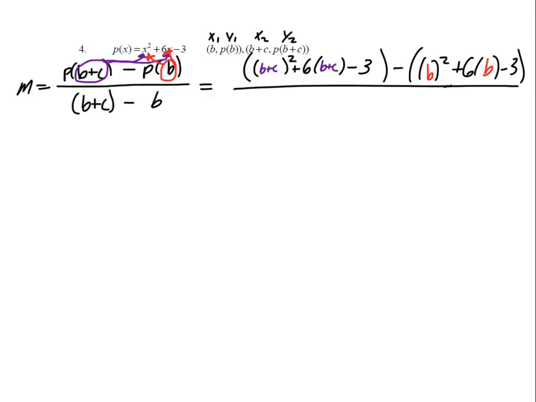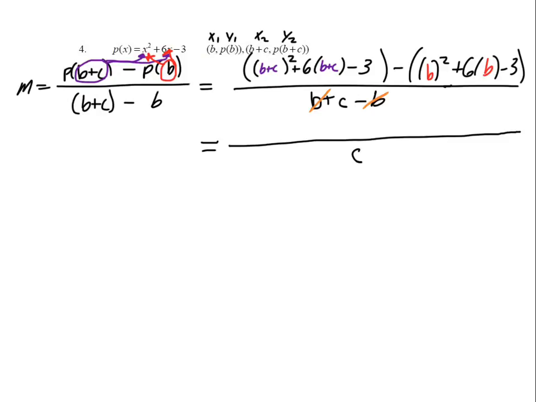And in the denominator, we have b plus c minus b. So the b's will cancel. We'll just have c down in the denominator. So let's start there. So make my fraction again. I'll make it long. Let's start with just a c in the denominator.